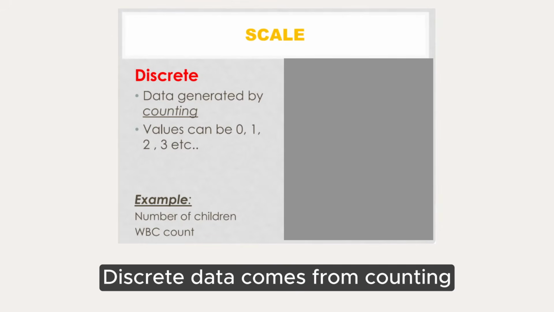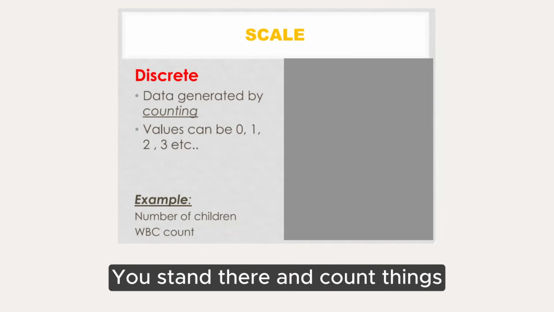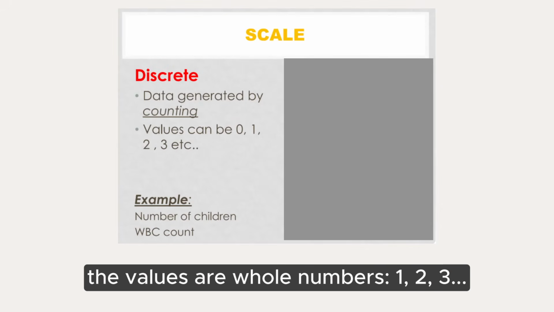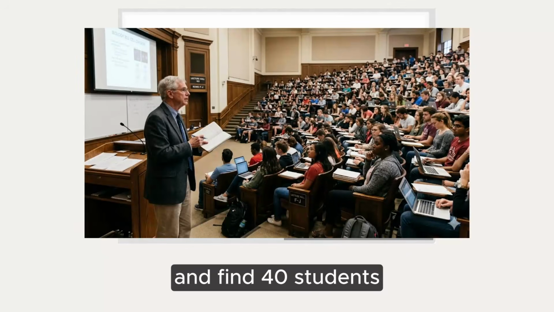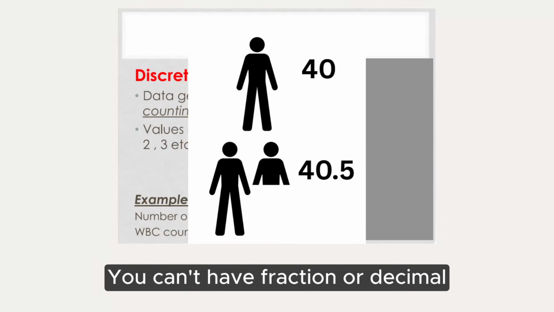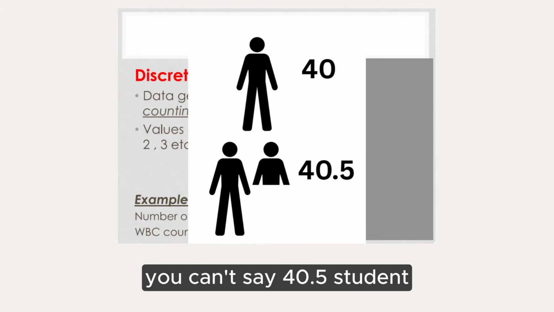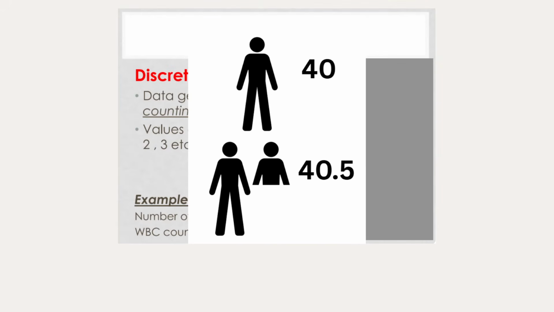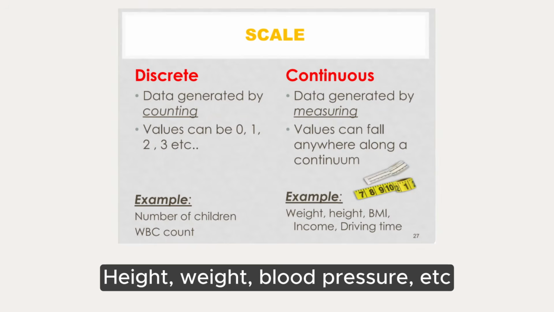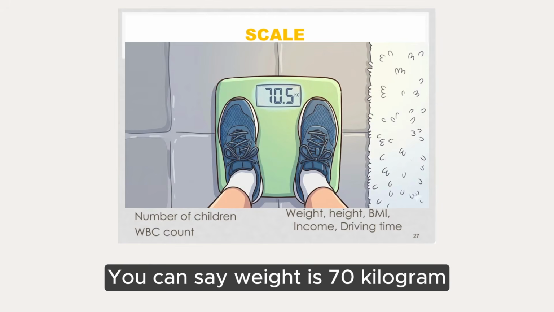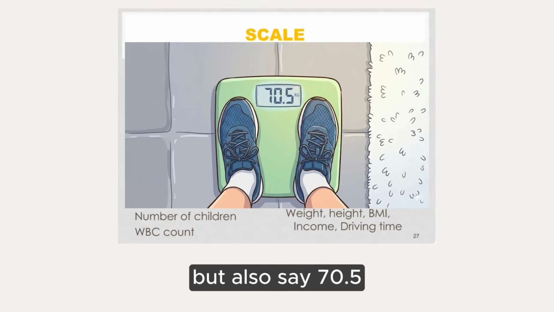Discrete data comes from counting. You stand there and count things. The values are whole numbers. 1, 2, 3. For example, you're counting students in a classroom and find 40 students. You can't have fraction or decimal. You can't say 40 and a half student. It's just 40. Continuous means it is generated by measuring height, weight, blood pressure, etc. You can say weight is 70 kg, but also say 70 and a half.